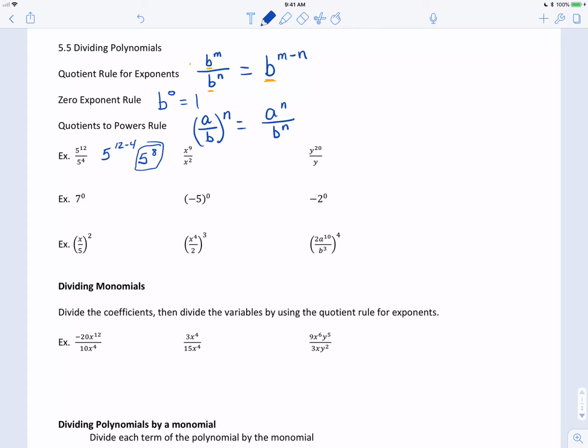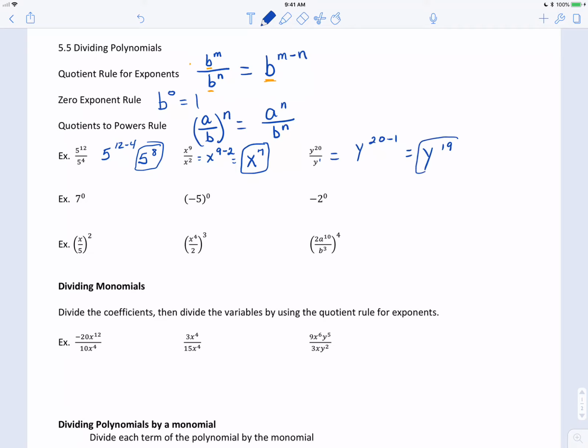So on x to the 9th divided by x squared, still keeping our base, 9 minus 2. Well, 9 minus 2 is 7, so x to the 7th. y to the 20th divided by y is y to the 20th minus 1, imaginary 1 when nothing is written, so that is y to the 19th.